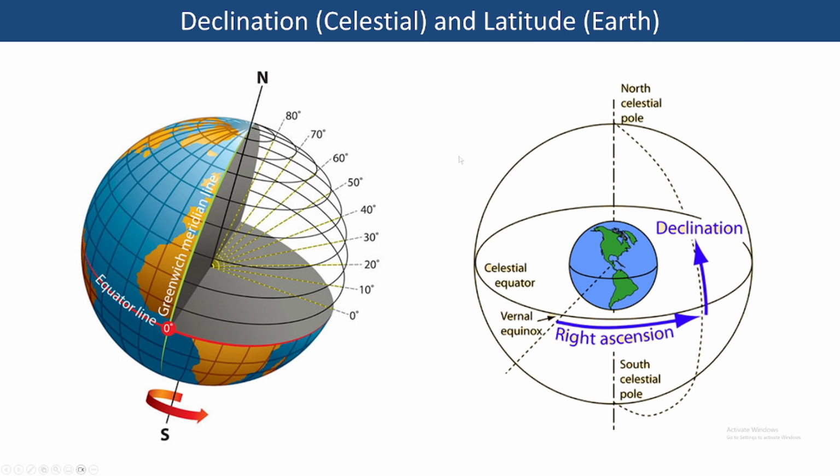Declination is just like latitude, like what you see on the left. The only difference is that the declination is labeled on a celestial sphere rather than on Earth. Otherwise, it's very similar. The top is called the North Celestial Pole. It's at 90 degrees north. And the southern point is called the South Celestial Pole, and it's 90 degrees south. 0 degrees is called the celestial equator, just like the equator on Earth.